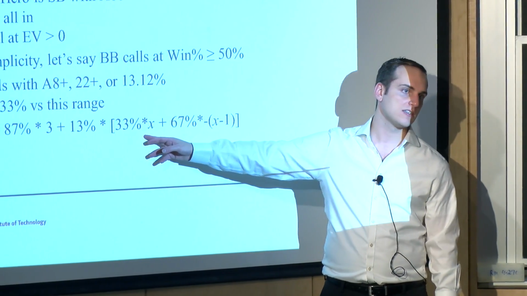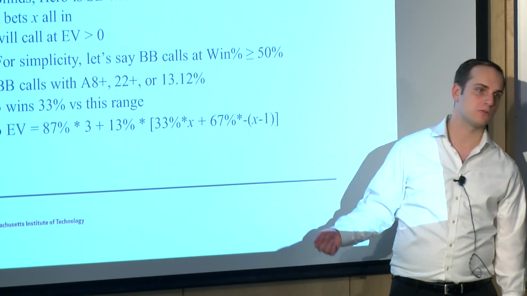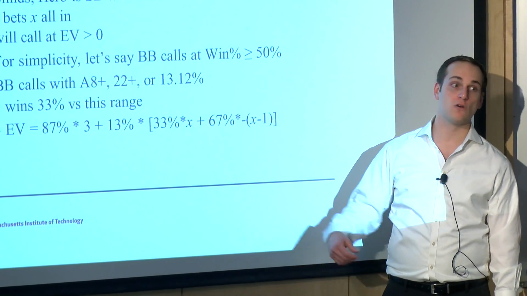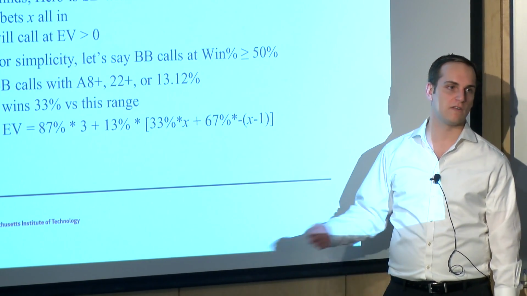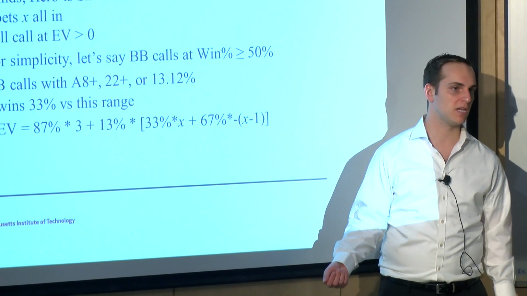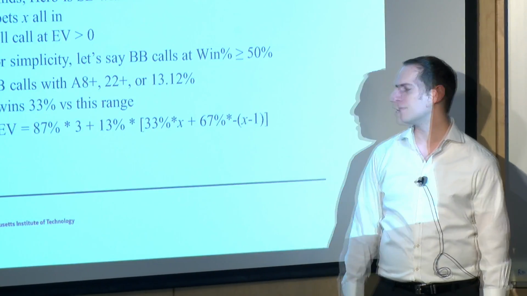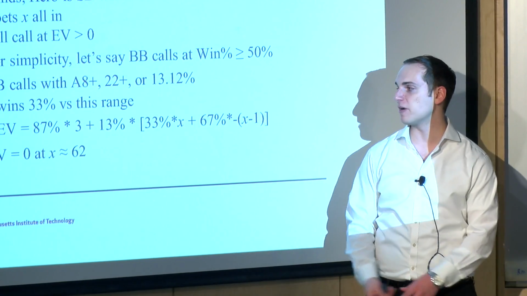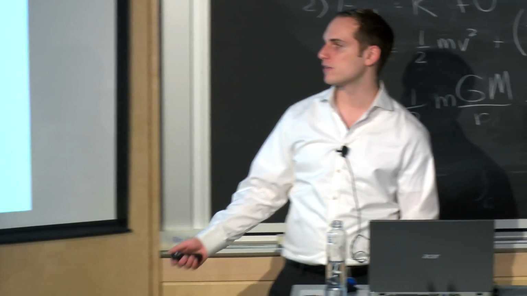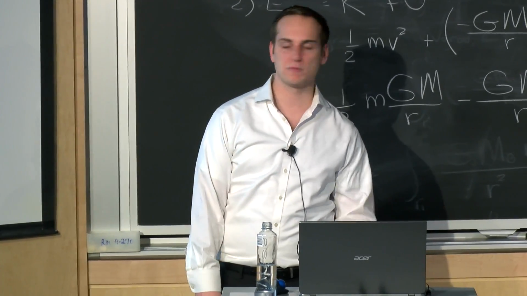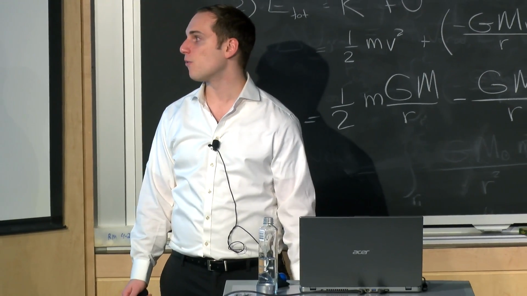We get x, which is all of the chips we had before we paid the big blind, and we lose x minus 1, which is all of the chips we have after paying the small blind. So a little bit of nuance there. It only changes our number by 1, but that gives us our break even. And our break even here is like 62x. So the reason it's a little bit lower is it doesn't factor in the big blind doing pot odds, but that's the idea.